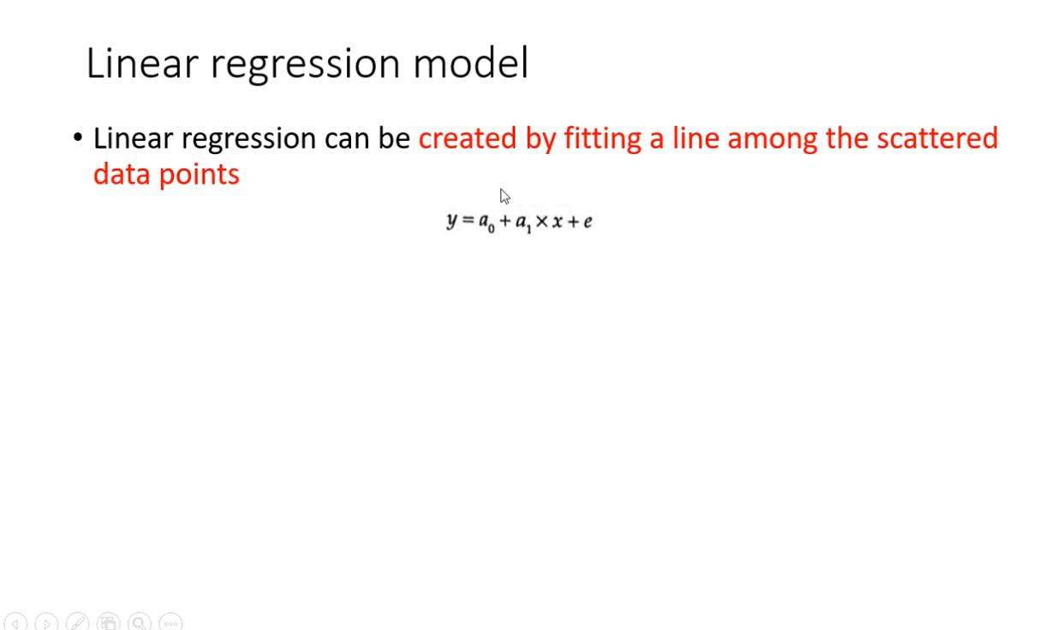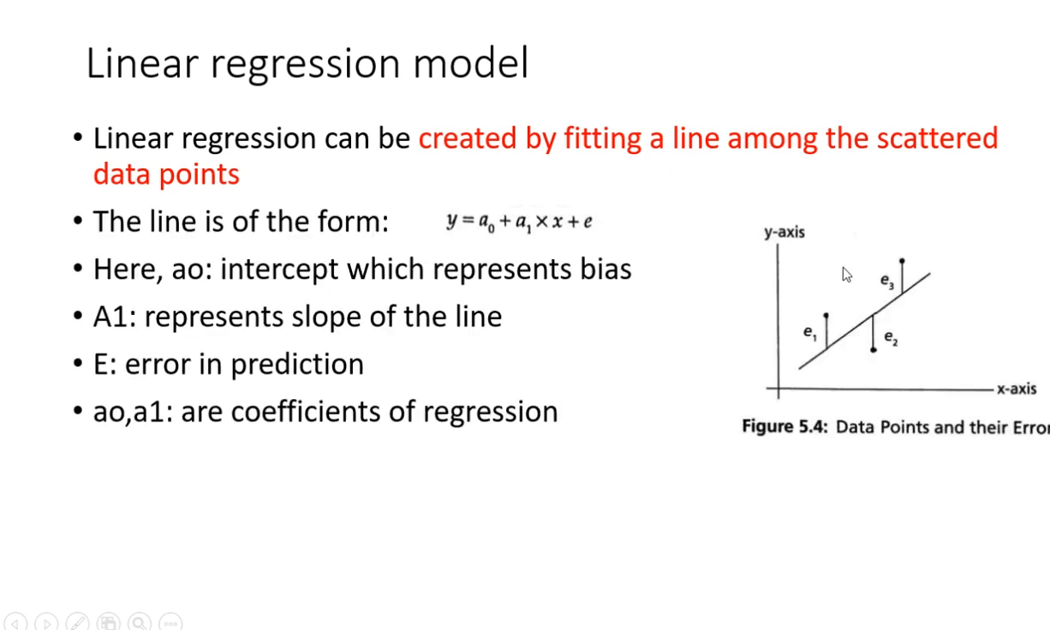So basically in linear regression we are going to find the best fit line among the scattered data points. Let's say these are the scattered data points. The goal of linear regression is to find the best line, because you can also have a line here, you can also have a line here. So how do you find the best fit line?